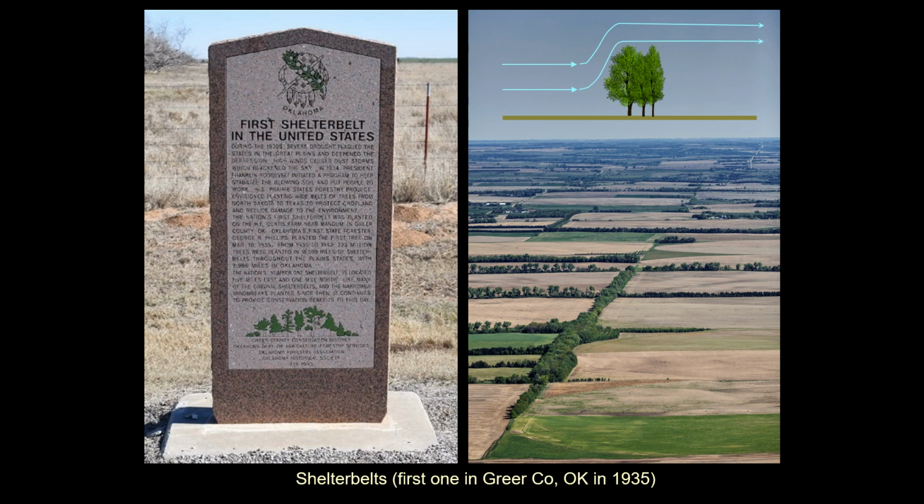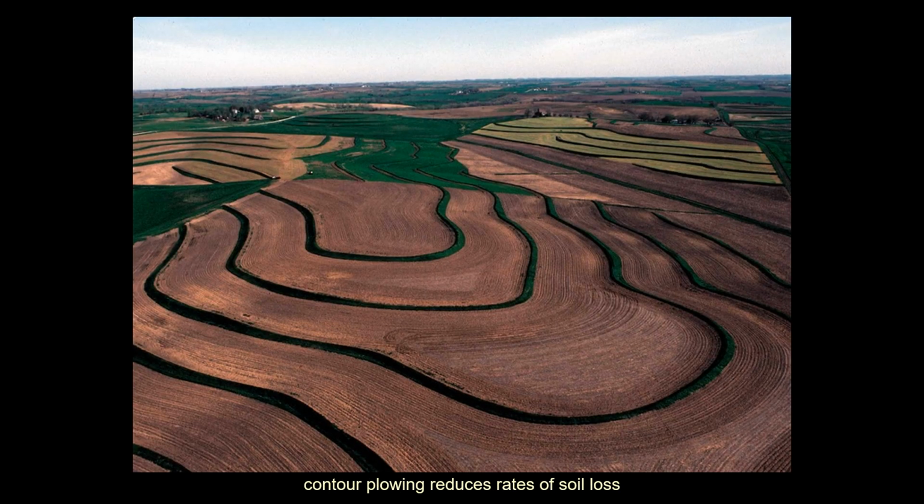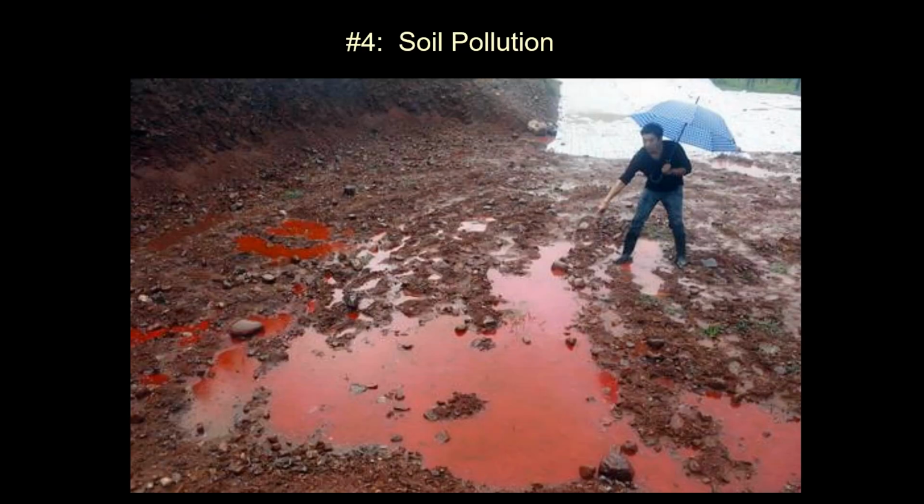And the idea of those trees is they would slow down the velocity of the wind, and in doing so, slow down wind erosion. And some of the first shelter belts were right here in Oklahoma. So we were a test area. This one's in Greer County, Oklahoma, that was put in 1935. Something else you can do is contour plowing. That helps to reduce runoff and soil loss.